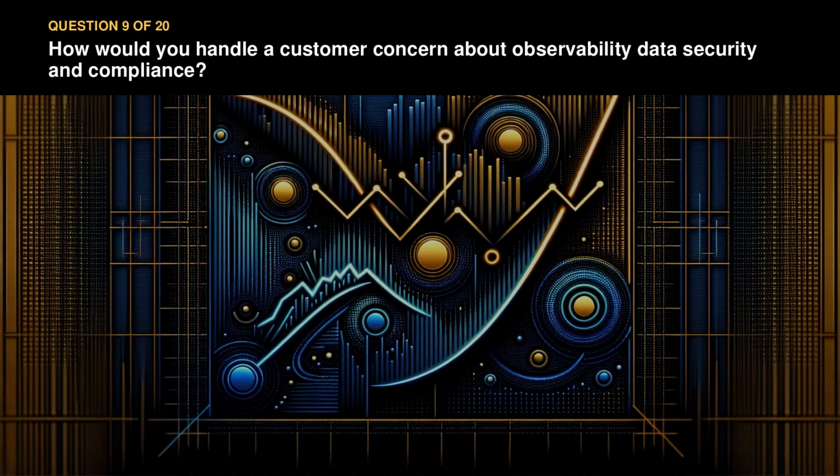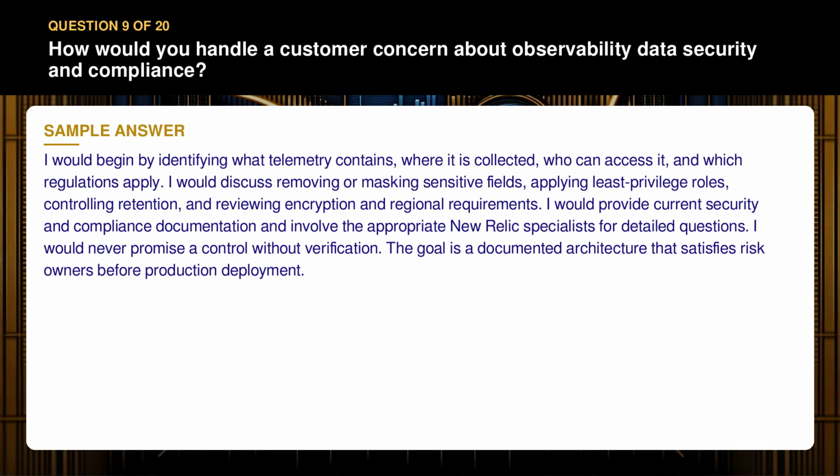Question 9. How would you handle a customer concern about observability data security and compliance? I would begin by identifying what telemetry contains, where it is collected, who can access it, and which regulations apply. I would discuss removing or masking sensitive fields, applying least privilege roles, controlling retention, and reviewing encryption and regional requirements. I would provide current security and compliance documentation and involve the appropriate New Relic specialists for detailed questions. I would never promise a control without verification. The goal is a documented architecture that satisfies risk owners before production deployment.